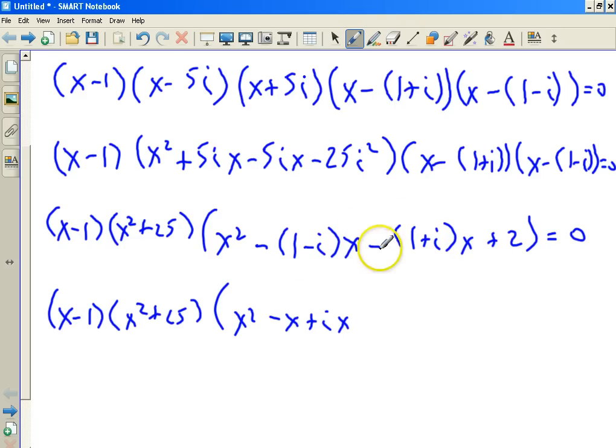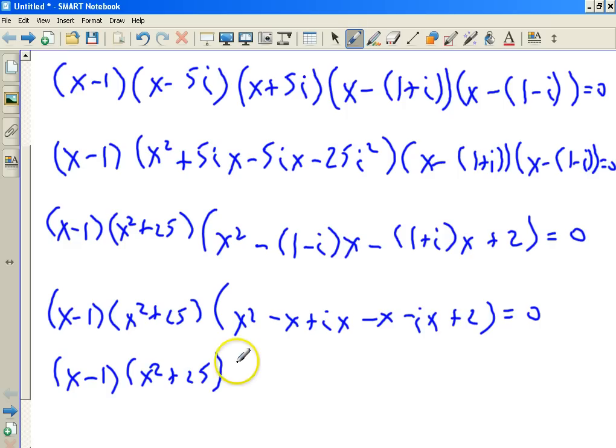All right, do it here. Negative x times 1 is negative x. Negative x times i is negative ix. And you got this plus 2 still hanging out. Now what happens with the x's? They combine to what? Negative 2x. What about the ix's? Well, they cancel out. They combine to 0. Okay. So you got x minus 1, x squared plus 25, and x squared minus 2x plus 2.